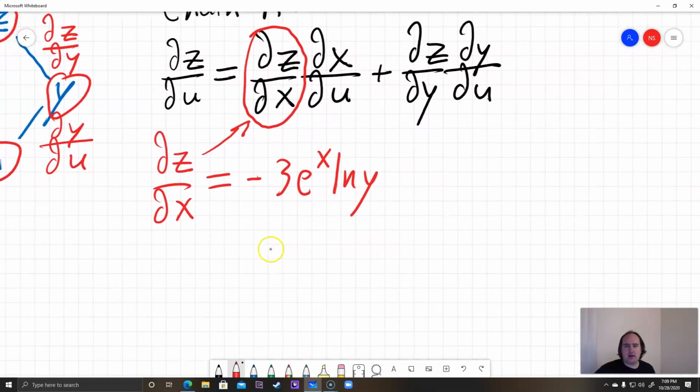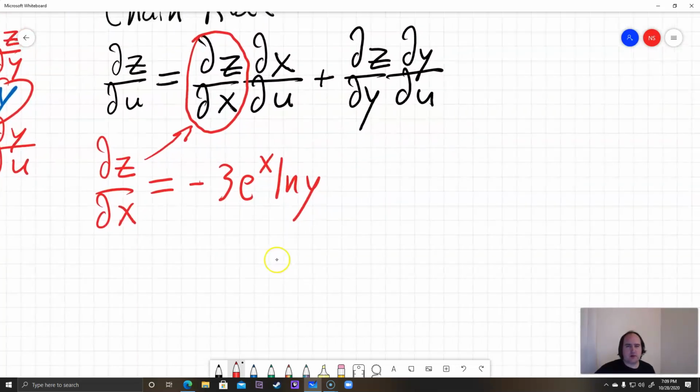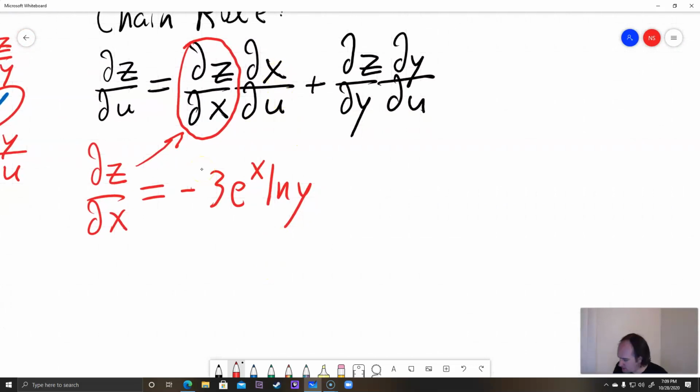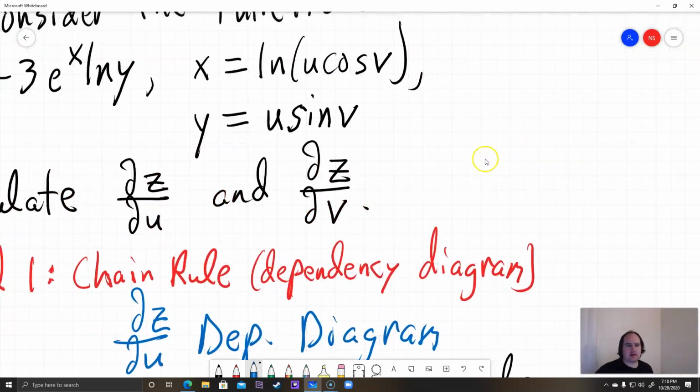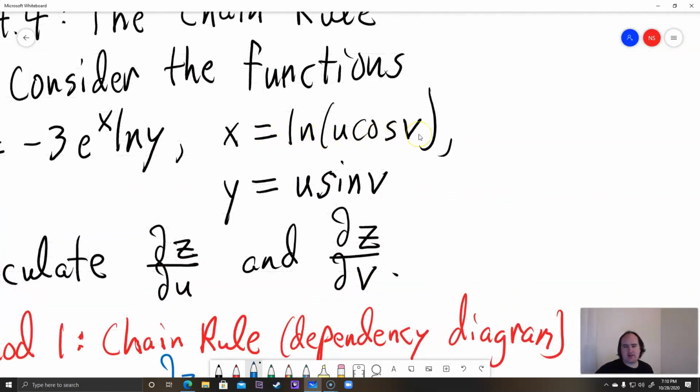And then for the next one, we're going to do partial x, partial u. So let me do that in a different color. For partial x, partial u, we have to scroll back up again to the top. So they said x equals ln of u cosine of v. So partial x, partial u means we're going to have to use the old chain rule here. So first we're going to have to take the derivative of the outside function, inner function left alone, and then multiply that times the derivative of the inside function.